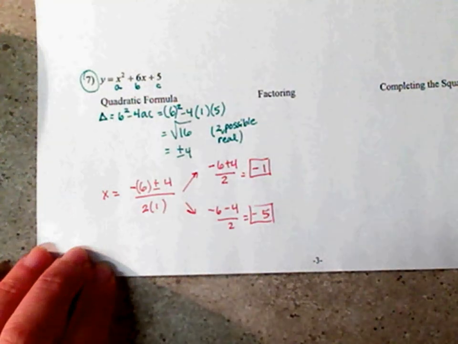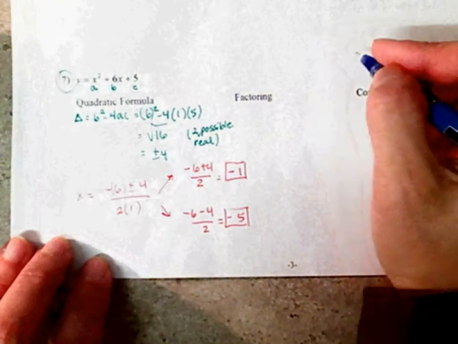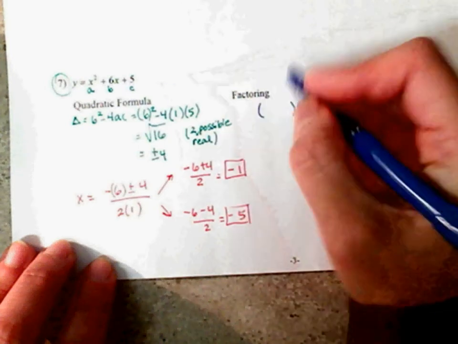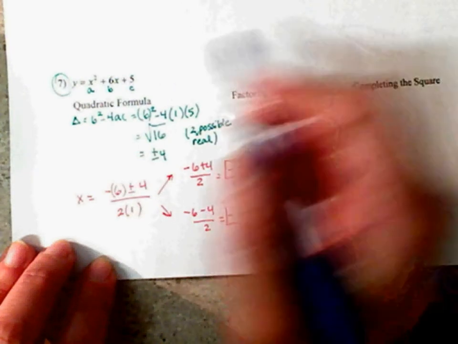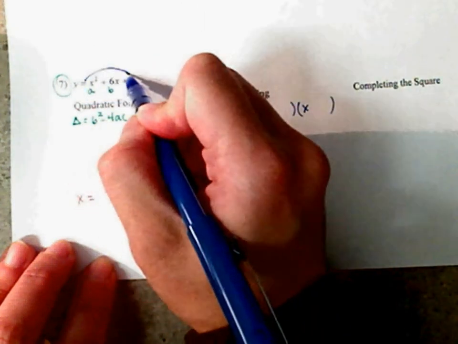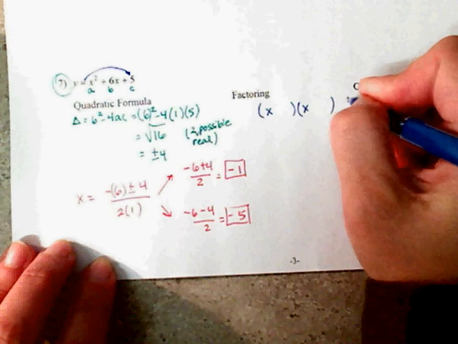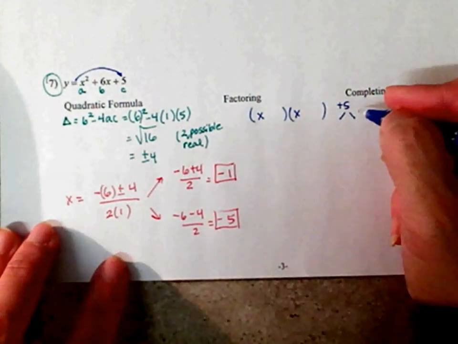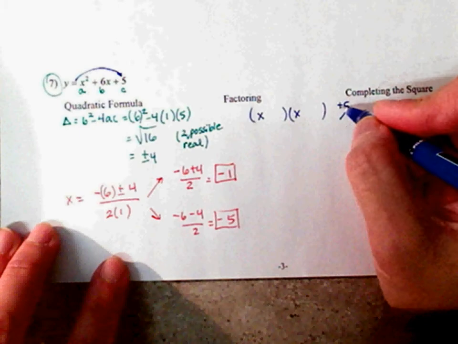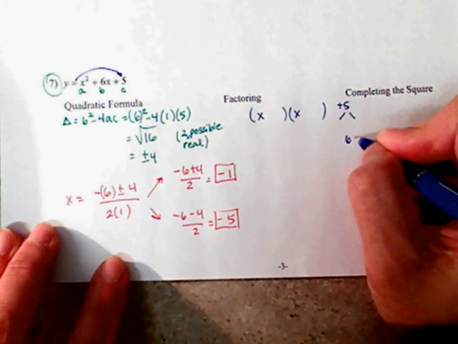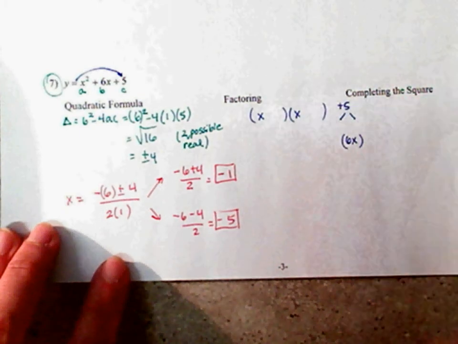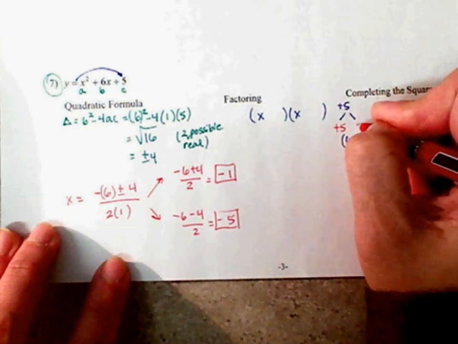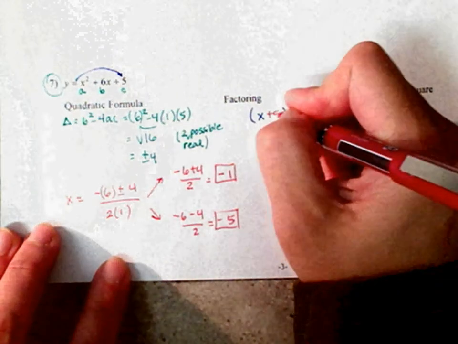For factoring, okay? So, draw two sets of parentheses. Factors of x squared is x and x. And then you're going to multiply 1 times 5, which is positive 5. What two numbers multiply to give you a positive 5, but are going to add, since it's positive, to give you 6x? Well, what are those two numbers? Those two numbers are going to be plus 5 and plus 1. And that's what goes in right here, okay?